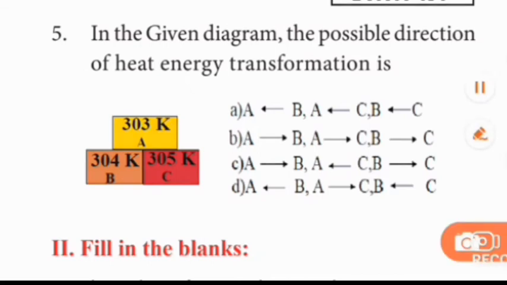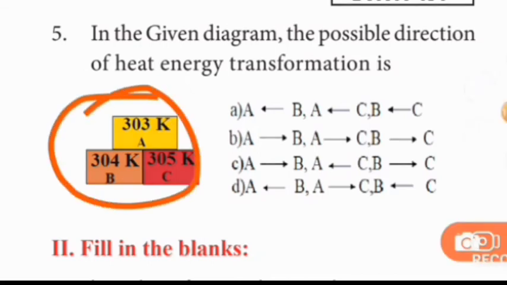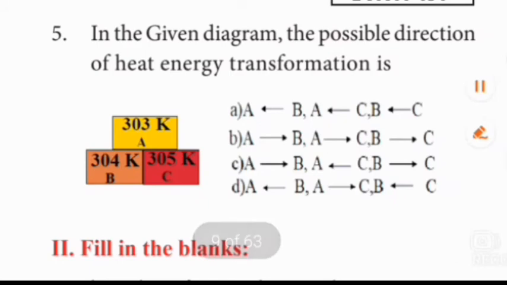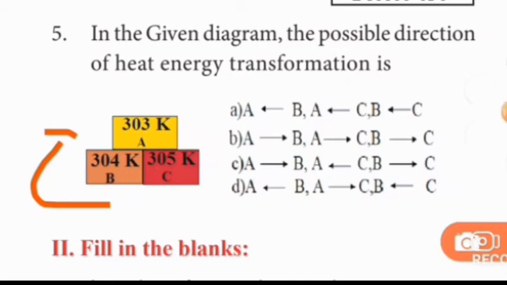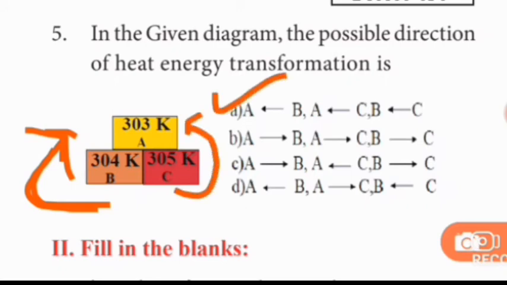Fifth question. In the given diagram, the possible direction of heat energy transfer is: option A, B to A, C to B; option B, A to B, A to C, B to C; option C, A to B, C to A, B to C; option D, B to A to C, C to B. So the correct answer is A, B to A to C, C to B.